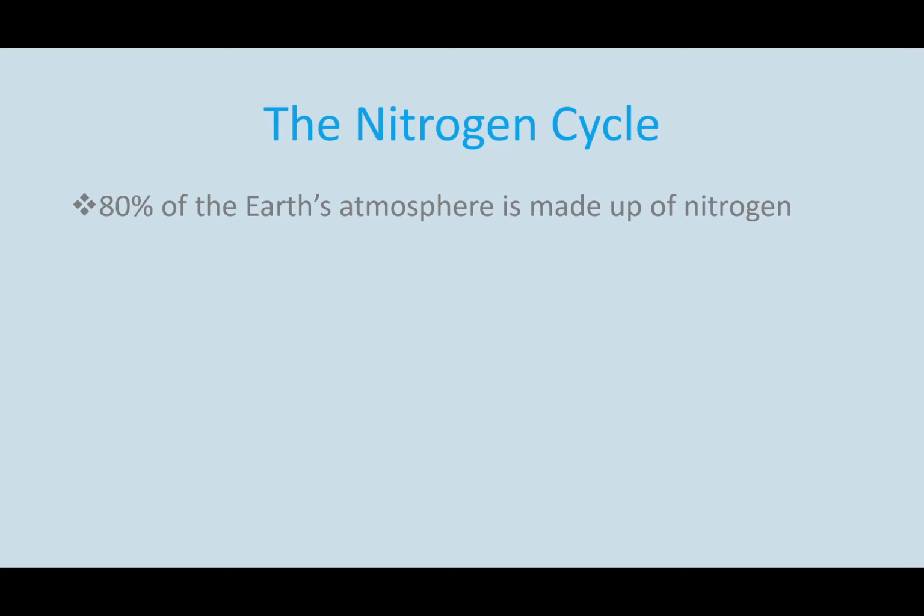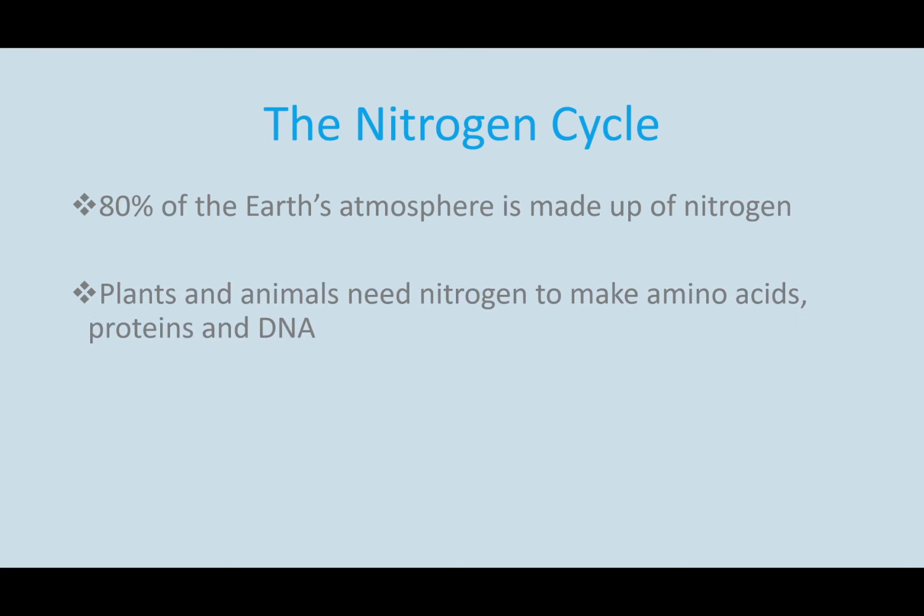So the nitrogen cycle, so 80% of the Earth's atmosphere is made up of nitrogen, right? So there is a large amount of nitrogen in the atmosphere, in the air that we breathe. And plants and animals need nitrogen to make amino acids, proteins, and DNA. So these are basically the building blocks. They help with cellular respiration. They help the cells grow. And plants and animals need nitrogen to make this happen.